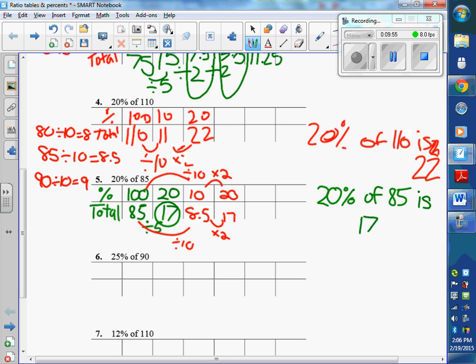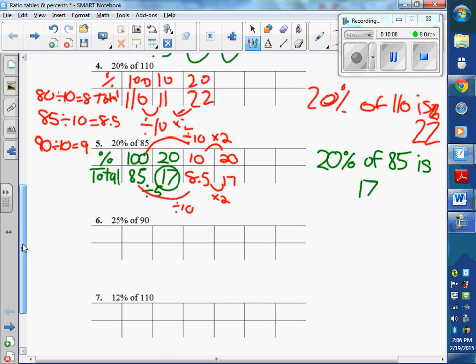When you double, you get 17. Luckily, Zoe knew her 5 facts really quick, so she didn't need to do that, but you could. Okay. Does that make sense?